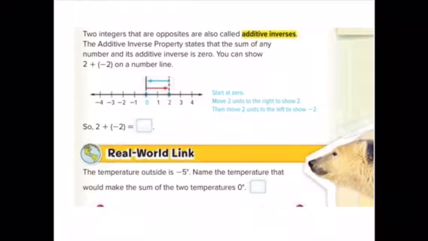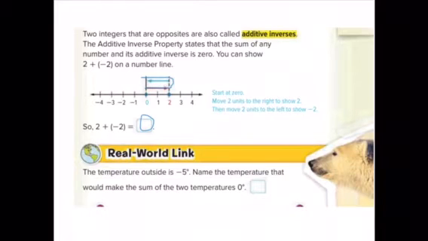Next slide. Two integers that are opposites are also called additive inverses. The additive inverse property states that the sum of any number and its additive inverse is 0, so you can show 2 plus -2 on a number line. They are the same distance from 0. 2 plus -2 is 0. They had you start at 0, move 2 units to the right, and then move 2 units to the left.